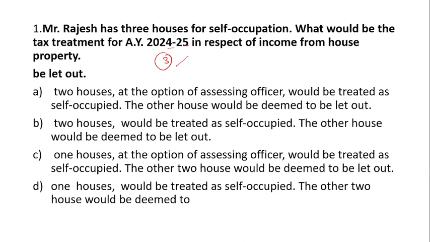As I already said, according to the new tax rule, 2 houses are treated as self-occupied, and the remaining 1 house is treated as deemed to be let out. So what will be the correct answer? You can see in option B that 2 houses would be treated as self-occupied and the other house would be deemed to be let out. So the correct answer is option B.